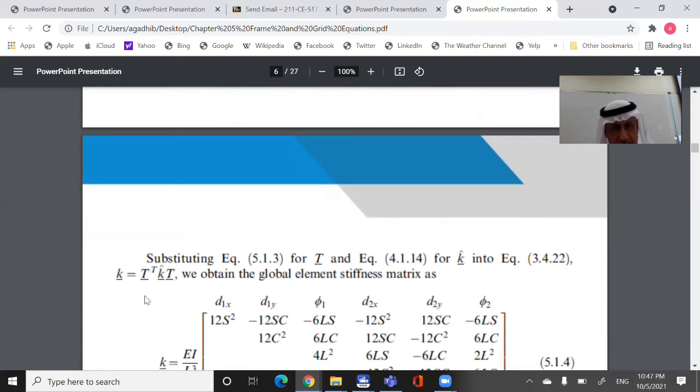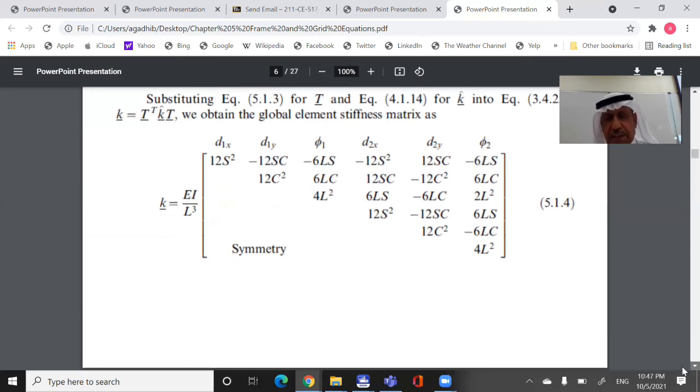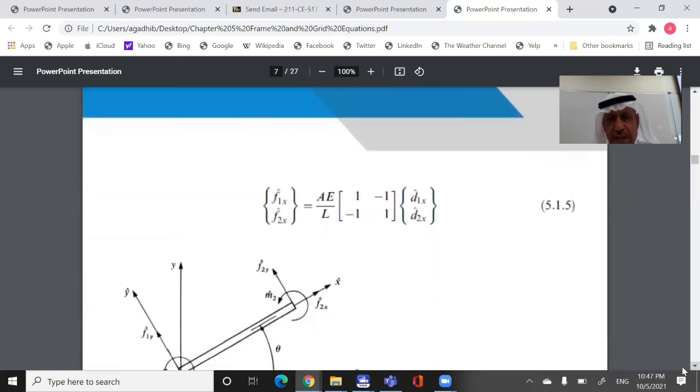Look at it. K will be T transpose K T. Okay, let's see now, 6 by 6. At node 1, you have D1x, D1y, Phi1. At node 2, D2x, D2y, Phi2. Okay, if I give you this equation, can you solve this problem now? Easy? Very easy.